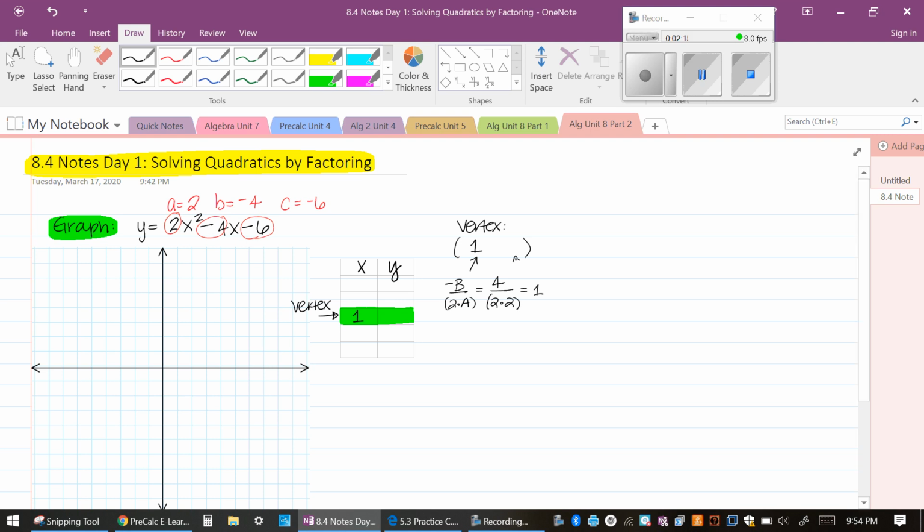To find the y value, we substituted the value of 1 into the original equation, which was 2x squared minus 4x minus 6. So we substituted in parentheses our value of x, which was 1. That gives us a value of -8. So the vertex is 1, -8.